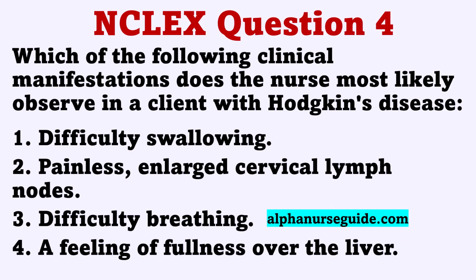Which of the following clinical manifestations does the nurse most likely observe in a client with Hodgkin's disease? 1. Difficulty swallowing. 2. Painless, enlarged cervical lymph nodes. 3. Difficulty breathing. 4. A feeling of fullness over the liver.